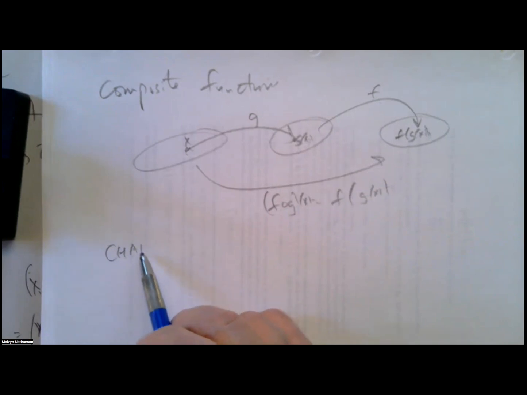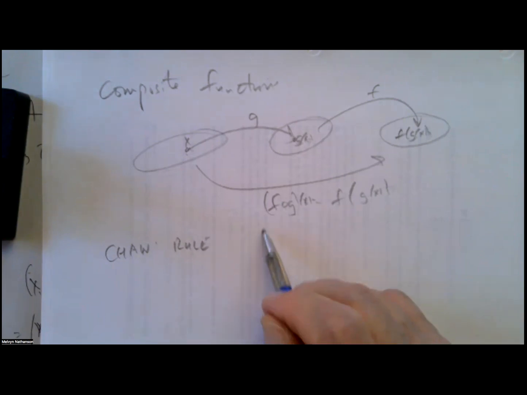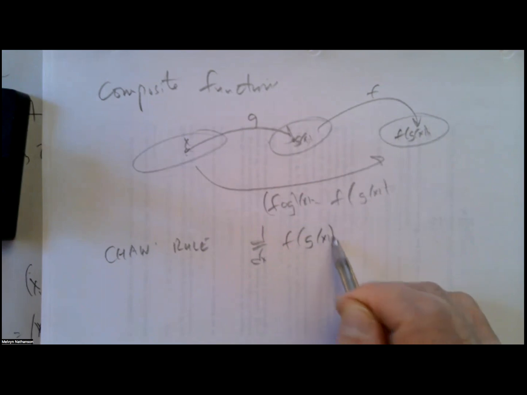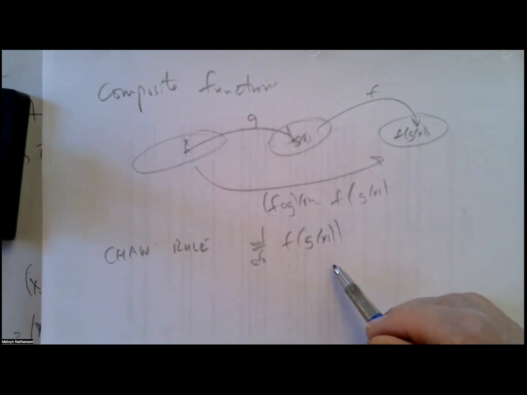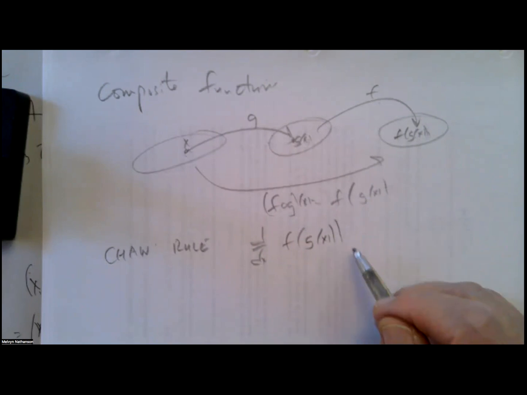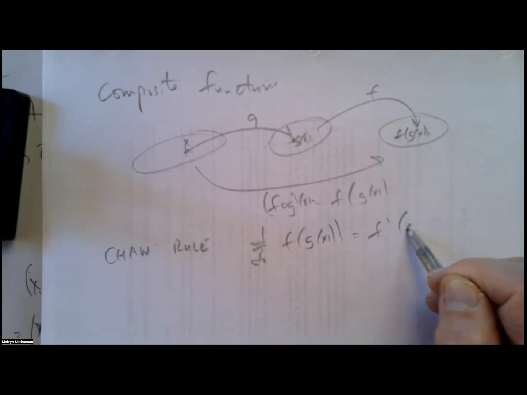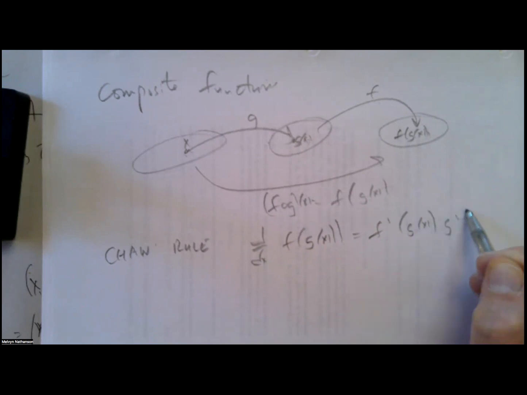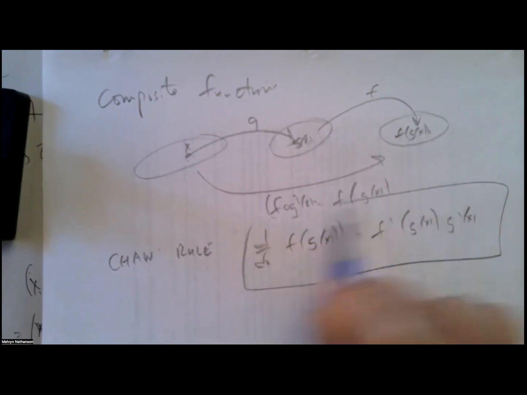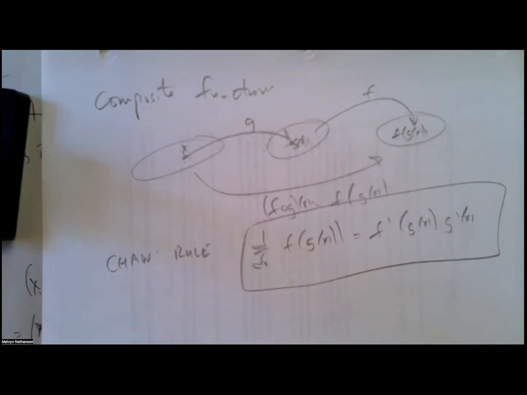And the chain rule gives a way to differentiate composite functions. It says the derivative with respect to x of f of g of x is equal to the derivative of f evaluated at g of x times g prime of x. So this is a somewhat complicated formula, and it's used all the time.